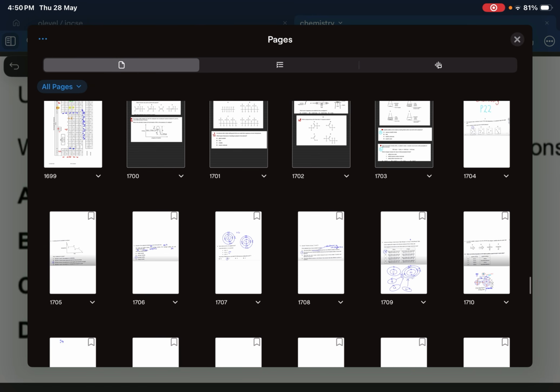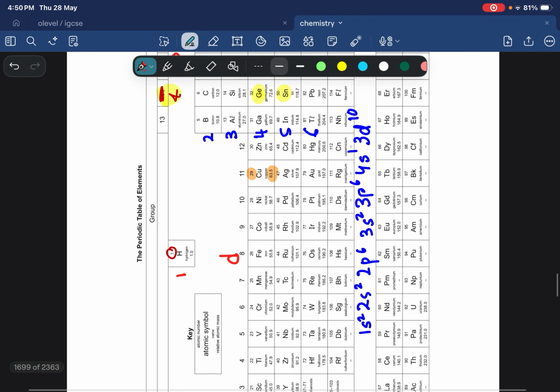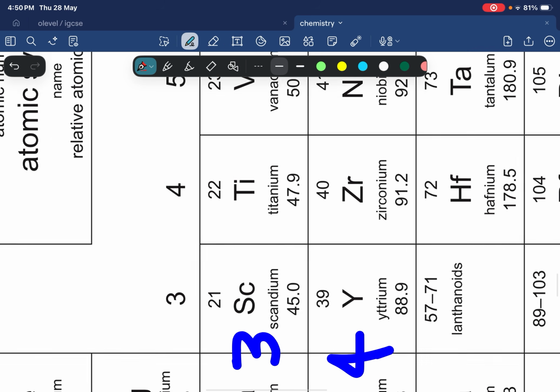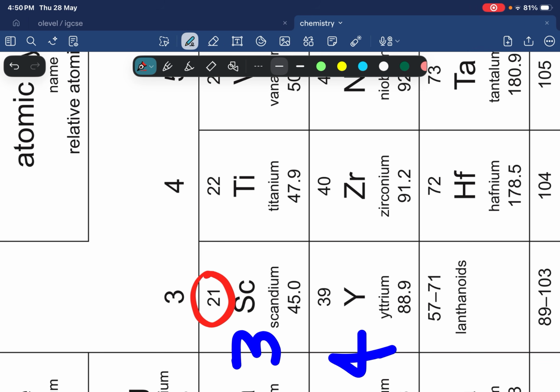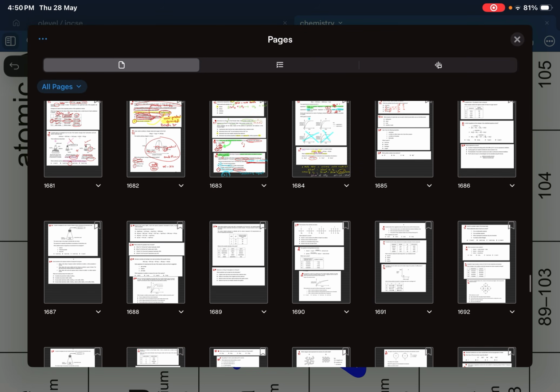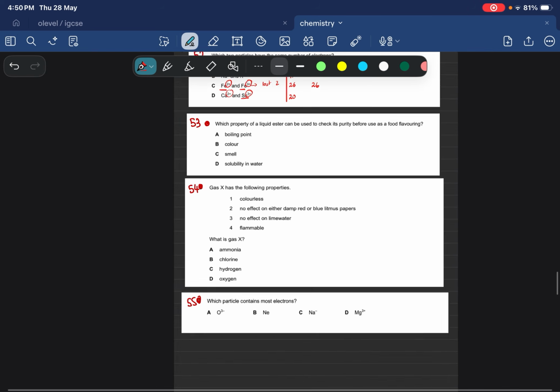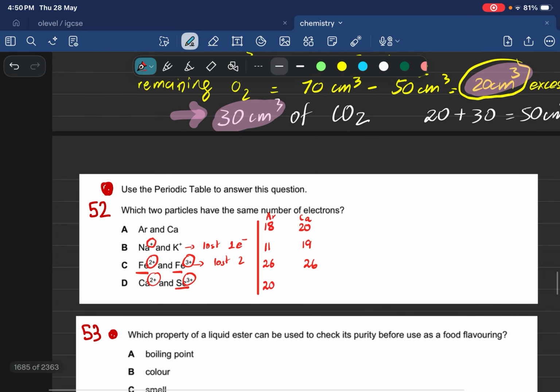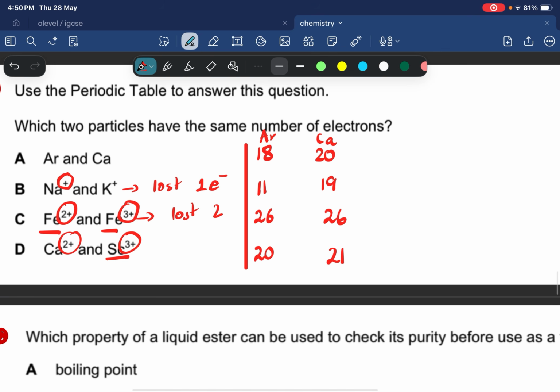For Sc, let's check. 21. This one. Okay, 21 electrons here. Now, what do we have to do?